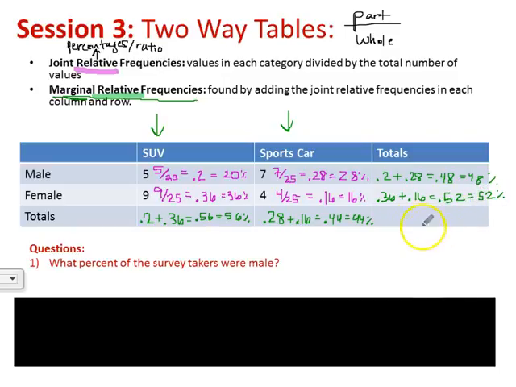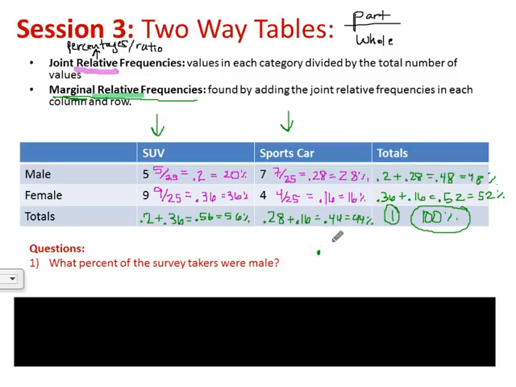Now, in any two-way table, when we add our marginal relative frequencies, we're going to get the same amount. It doesn't matter what different values and frequencies and amounts are in our tables. Anytime we add our marginal frequencies from our column totals and our row totals, we're always going to get a total of 1 when we add our decimals together, or 100% when we add our percentages together. So let's check and make sure we did this correctly.